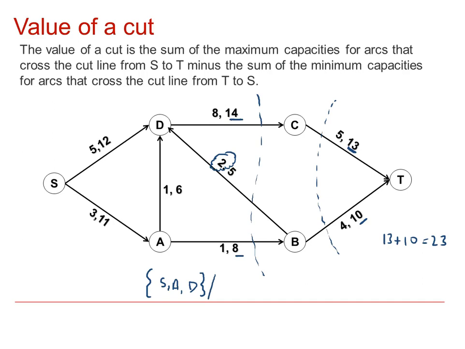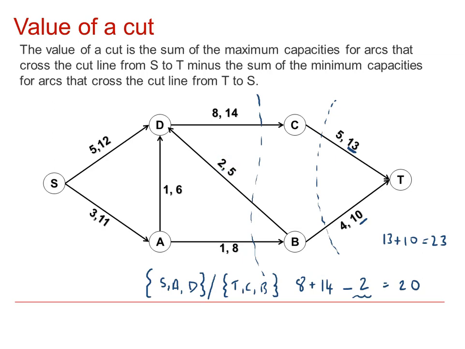So the cut that I've indicated here, which is the set S, A, D, cut with T, C, B, has got capacity of 8 plus 14, so those are the maximum capacities going from source to sink set, and then minus 2, which is the minimum capacity going from the sink set back into the source set. So we've got to subtract 2, giving then a total of 20.